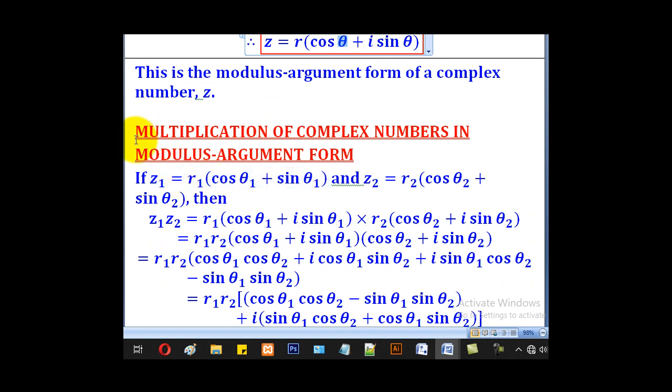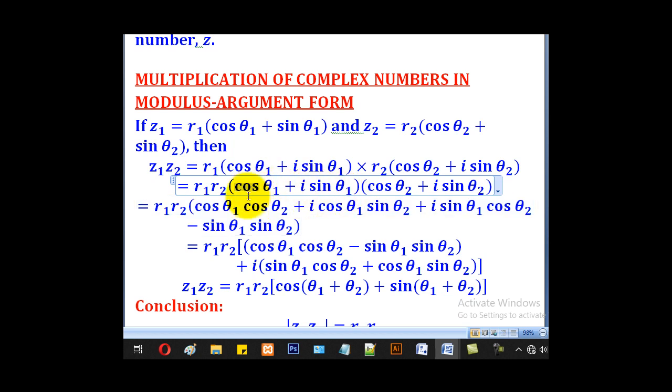So, multiplication of complex numbers in Modulus-Argument form. If z1 is given by that and z2 is given by this, then when you apply the two, you multiply them. When you collect like terms, the moduli are brought together, so that you remain with the arguments, cos and sin. After that, you expand, open brackets, so this times this gives you that, this times this gives you that, and so on.